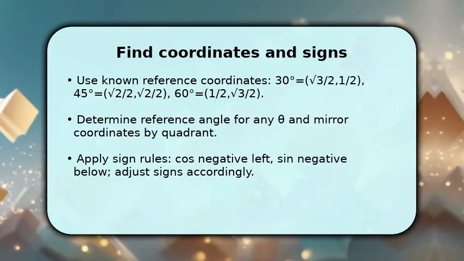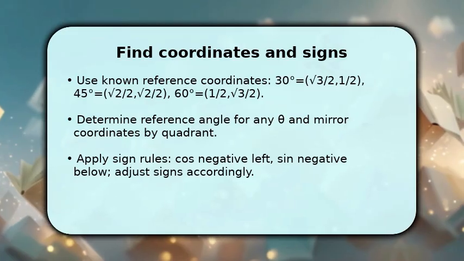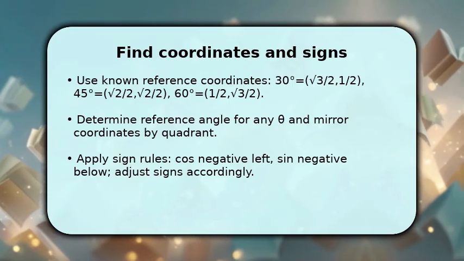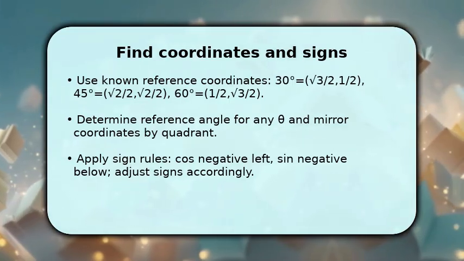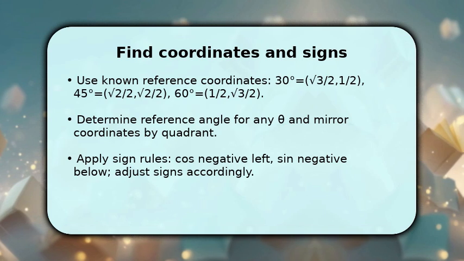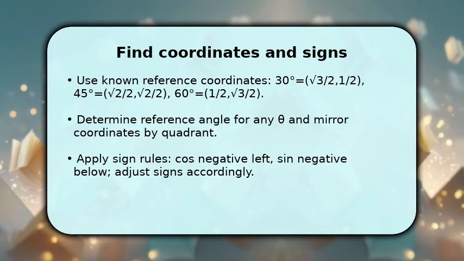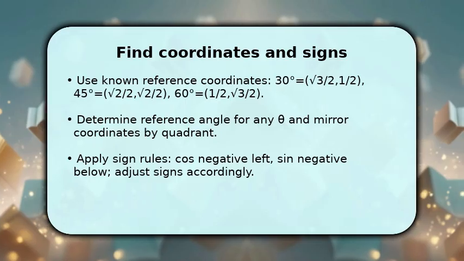Once you have that, reflect the coordinates across axes depending on the quadrant. Flip x for left, y for down. Then assign signs: cosine negative in quadrants II and III, sine negative in quadrants III and IV. After doing this, you'll have exact signed values like minus square root 3 over 2, 1/2, without guessing. Use these directly for trig evaluation.